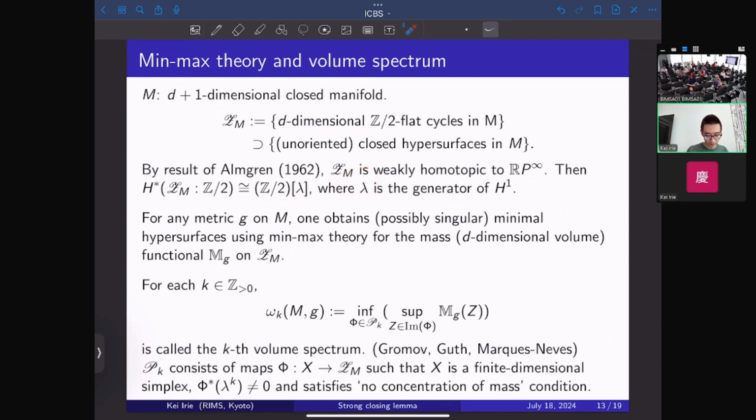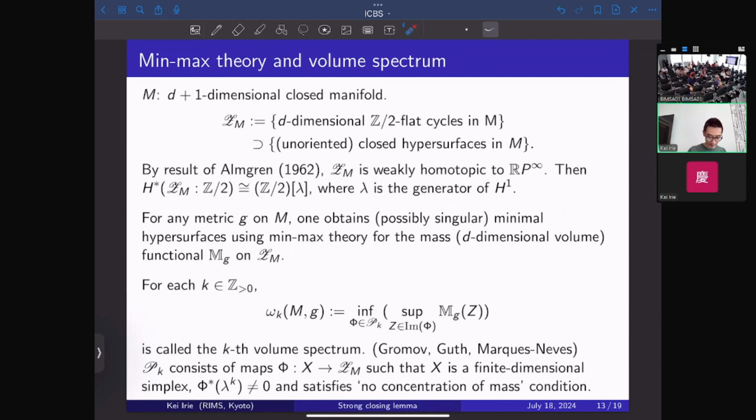On the other hand, for any metric g, one can consider the mass, that is the d-dimensional volume functional M_g on the set Z_d, and one obtains possibly singular minimal hypersurfaces using minimax theory for this mass functional. For example, minimal hypersurfaces in the previous result by Almgren, Pitts, and Schoen-Simon are detected by a non-trivial element in H^1. On the other hand, for any positive integer k, we can consider the minimax value corresponding to lambda^k.